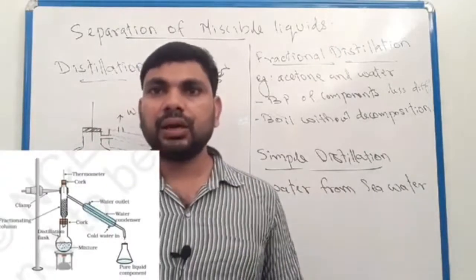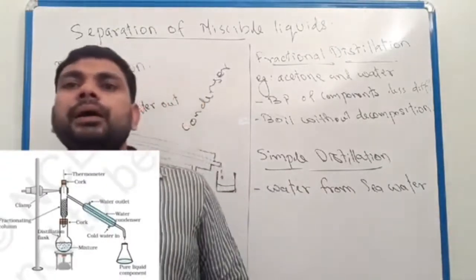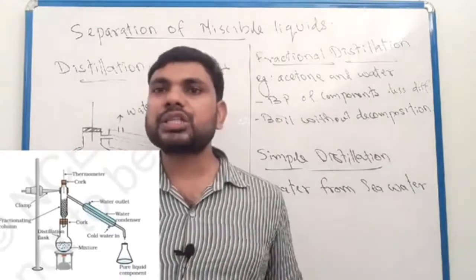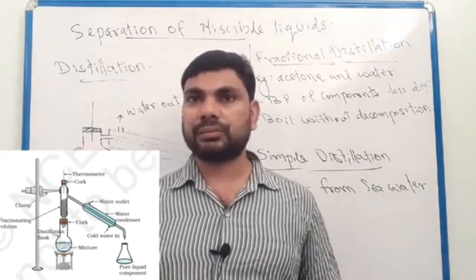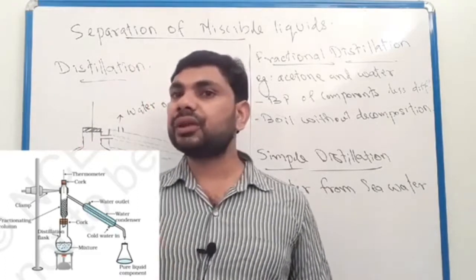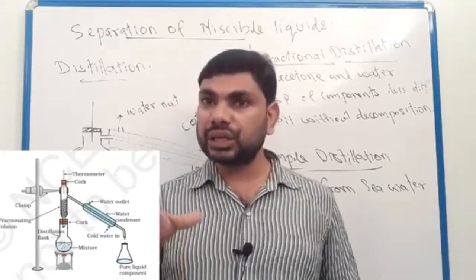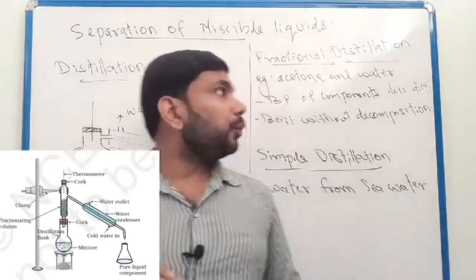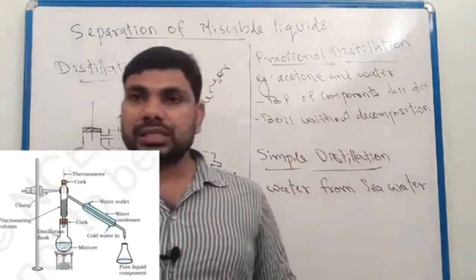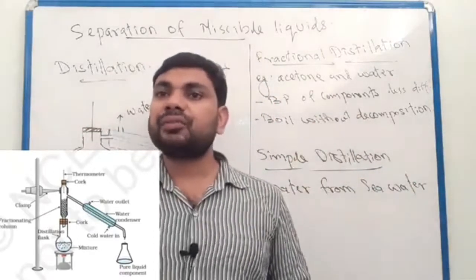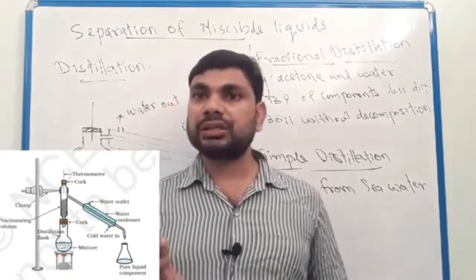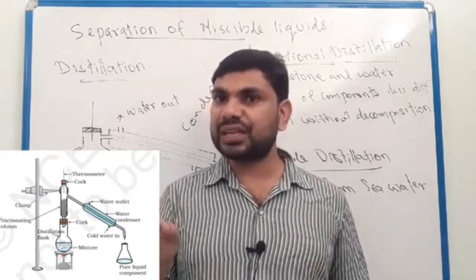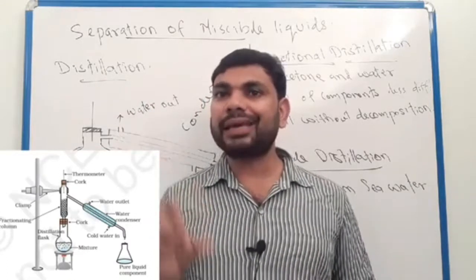Fractional distillation means the different components of the mixture have boiling points very close to each other. When the boiling points of different components are very close to each other, we have to use fractional distillation. Very close to each other means the boiling point difference of the components of the mixture is less than 25 Kelvin.